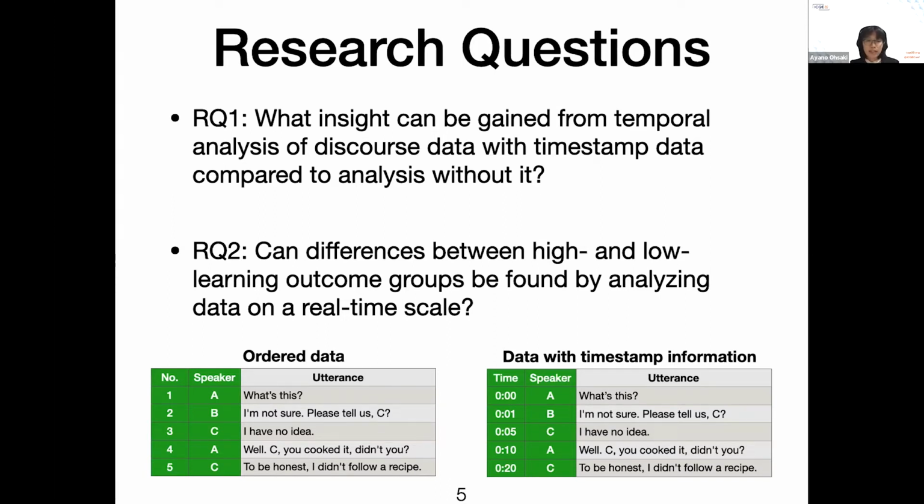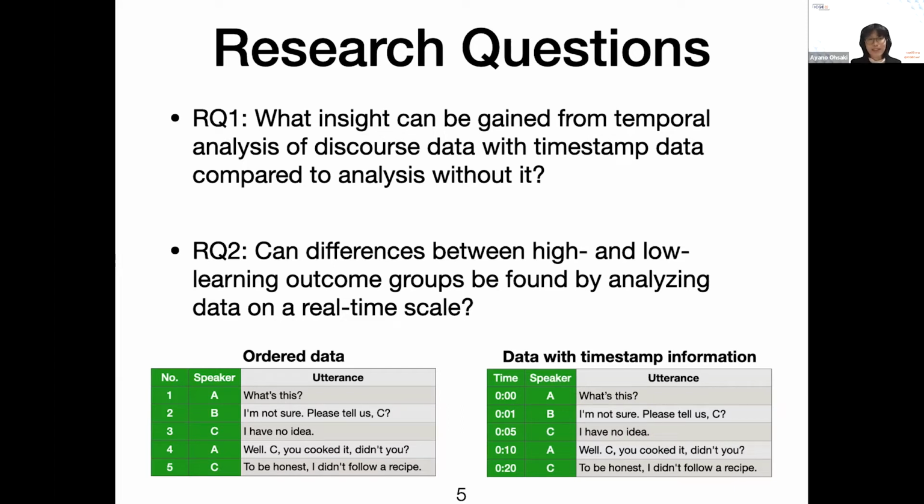This study discussed two research questions. First, what insight can be gained from temporal analysis of discourse data with timestamp data compared to analysis without it? Second, can differences between high and low learning outcome groups be found by analyzing data on a real-time scale?